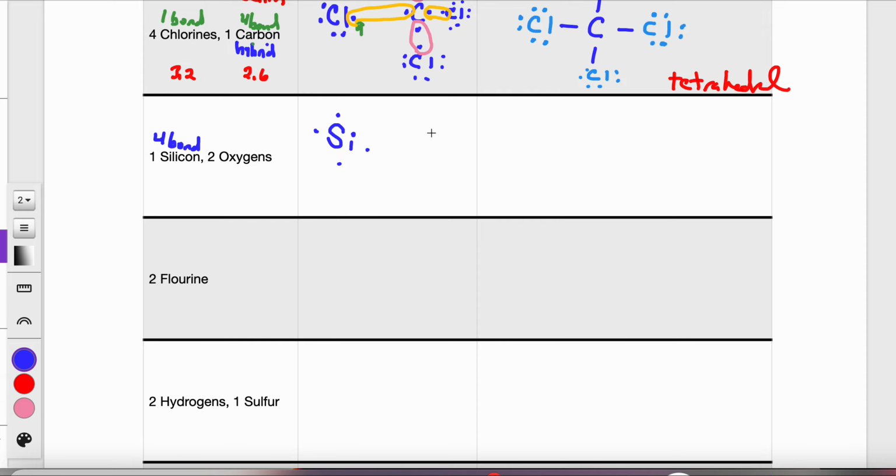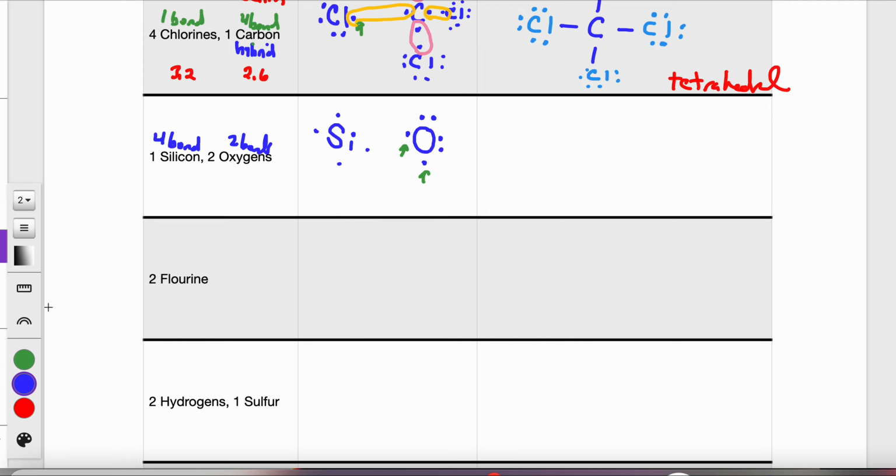Oxygen is also present. This oxygen comes from group 16, 6 valence electrons. So 1, 2, 3, 4, 5, 6. And when you take a look at the oxygen, there's an unpaired electron, there's another unpaired electron. So this oxygen has to form 2 bonds. So right now, silicon needs more bonds.